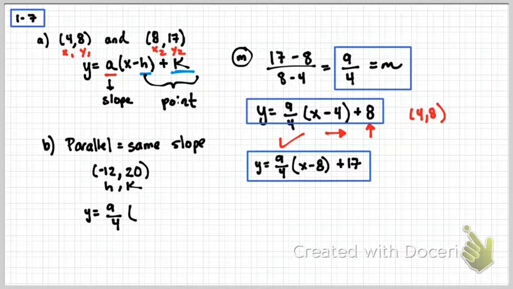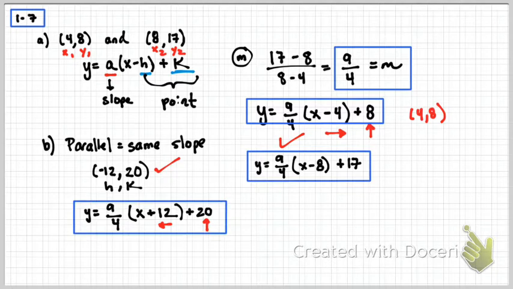And now, I can go ahead and write in my HK. So I'm going the opposite direction, so I want to go to the left, so I'm going to add 12, and I'm going up 20. And notice this means going to the left and going up, which would be (-12, 20). It would match this point. Here's your equation for this line.